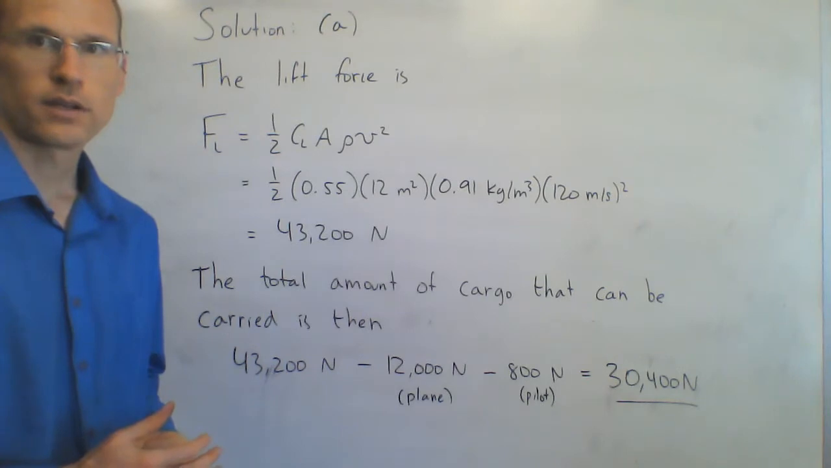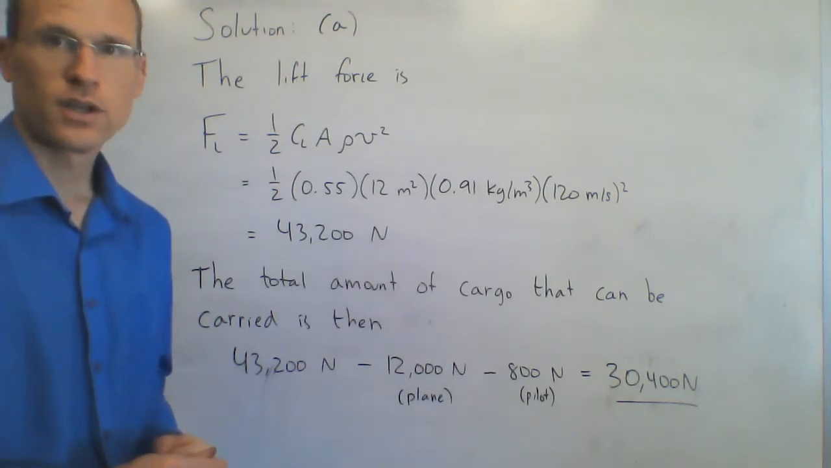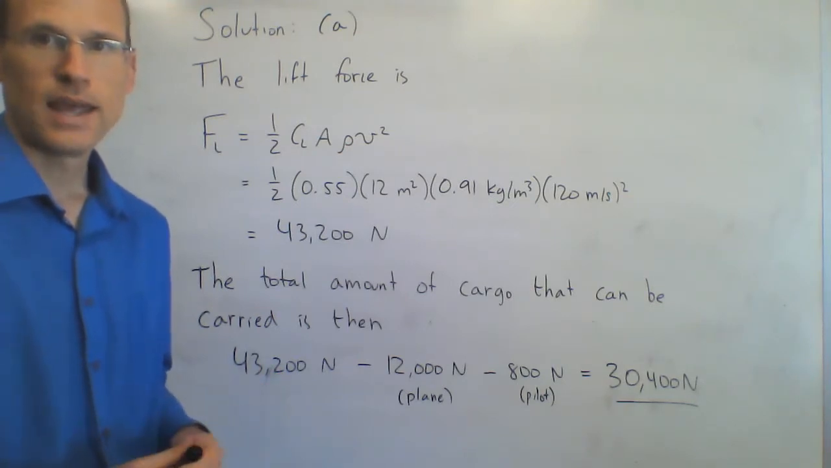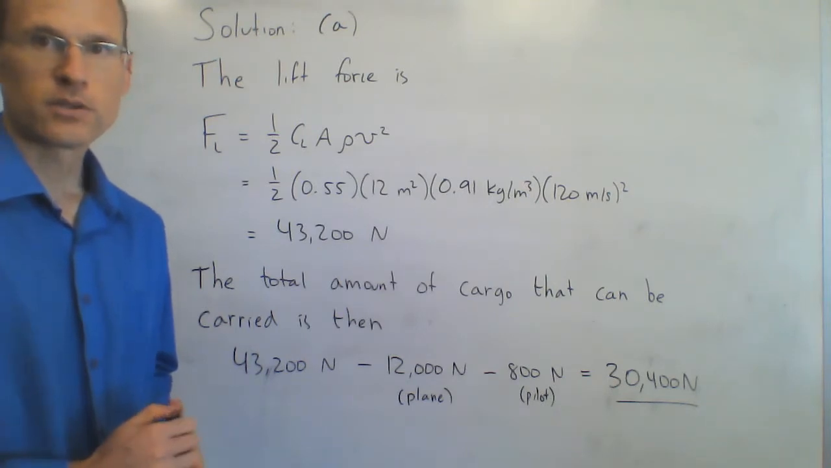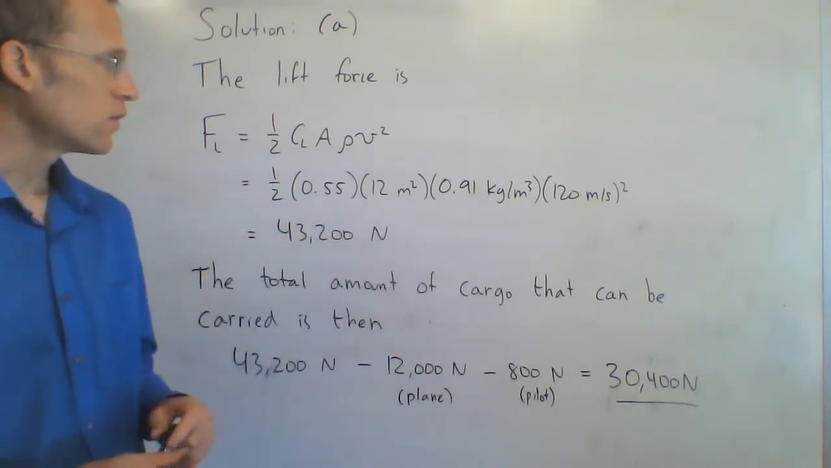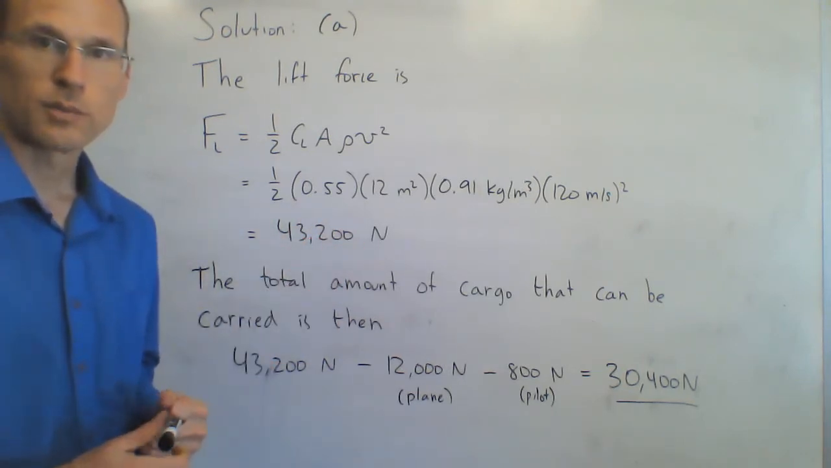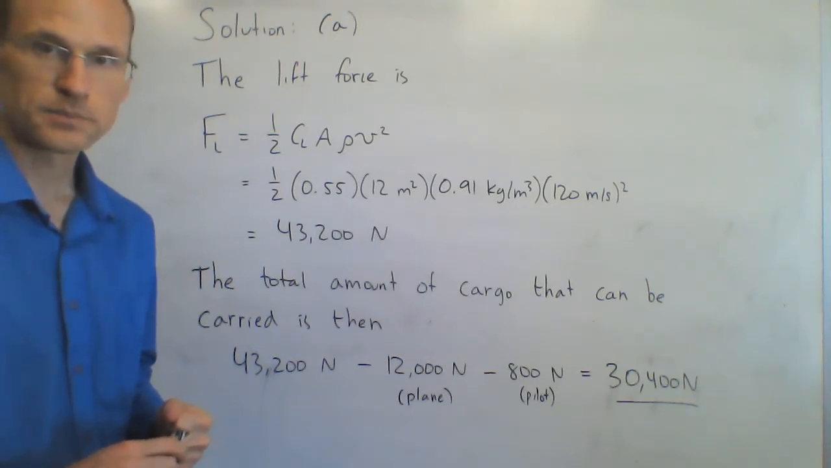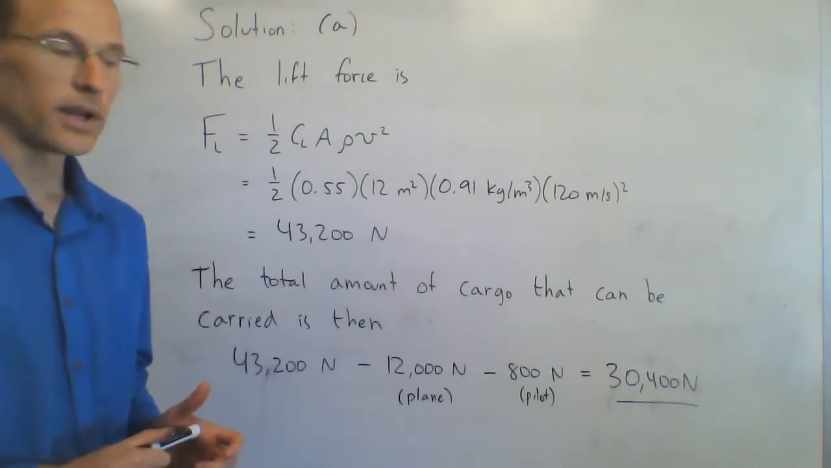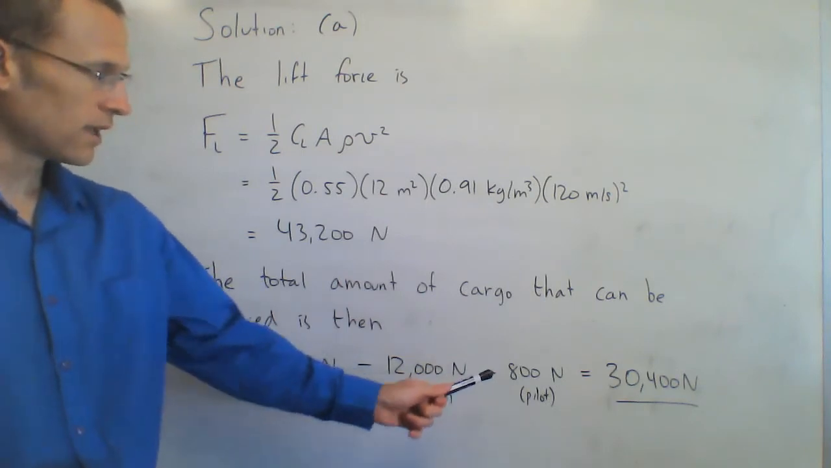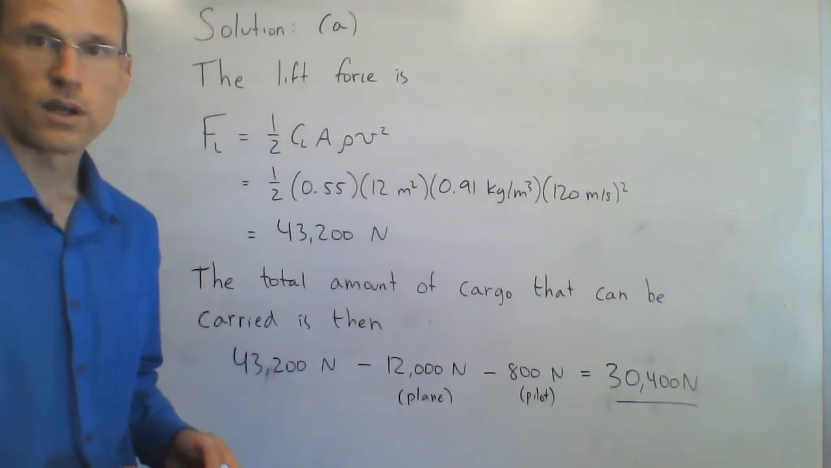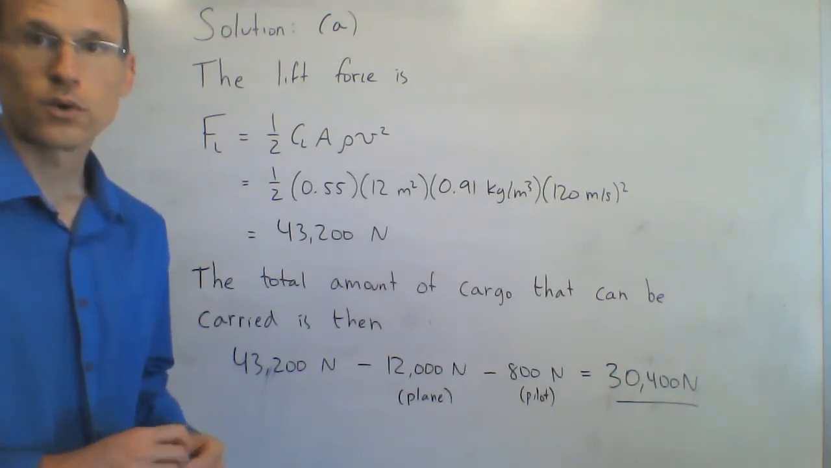For part A, we want to find the cargo load. To do that, we find the lift force, and then from the total lift force we subtract the weight of the plane and the weight of the pilot, and whatever's left over can be used for cargo. Total lift force is 1/2 CL area rho v squared. So 1/2, 0.55, 12 square meters, 0.91 kilograms per cubic meter, and my velocity of 120 meters per second gives a total lift force of 43,200 newtons. Take away the weight of the plane, 12,000 newtons, and the weight of the pilot, 800 newtons. What we're left with is 30,400 newtons, and that's the total cargo load we can carry.